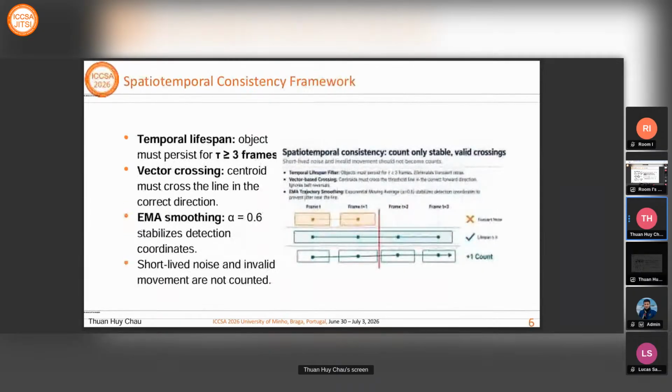The spatial-temporal consistency framework is the main post-processing logic. It has three parts. First, the temporal lifespan filter keeps only objects that persist for at least 3 frames, so short-lived noise is removed. Second, the vector-based crossing logic counts only objects whose centroids cross the counting line in the correct forward direction. This avoids double counting or invalid reverse movement. Third, EMA smoothing stabilizes detection coordinates and reduces jitter near the counting line.